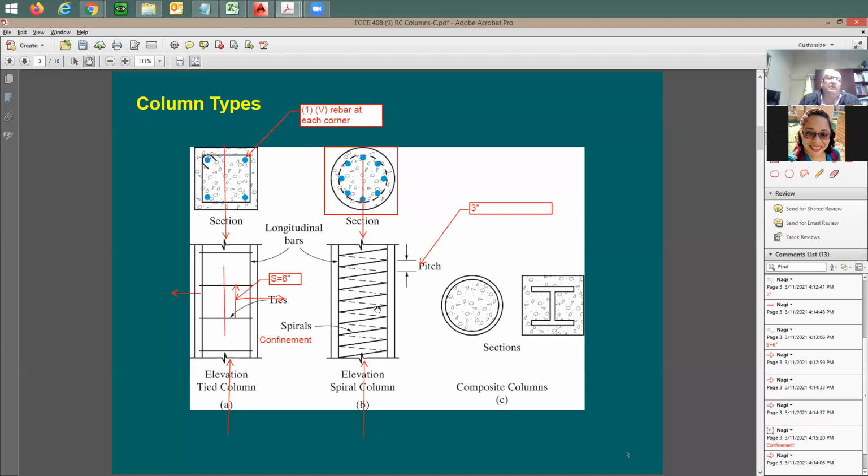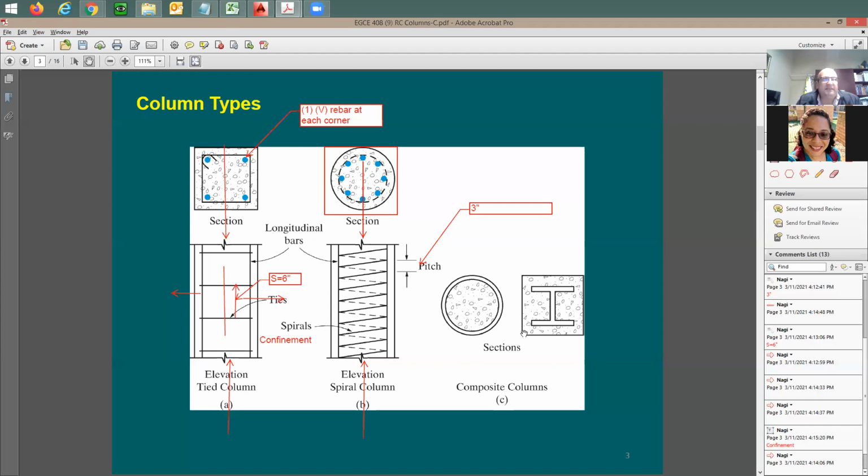We also have another type of column, which we call composite columns. These composite columns most likely are going to be one of these large steel pipes, and you're going to fill it with concrete. So the reinforcement is on the outside of the concrete. Here, the reinforcing bar is within the concrete, but here the steel itself is on the outside. Also, if you have a structural steel column and you encase it in concrete, you can design it as a composite column.